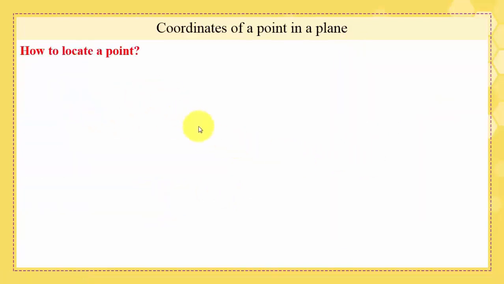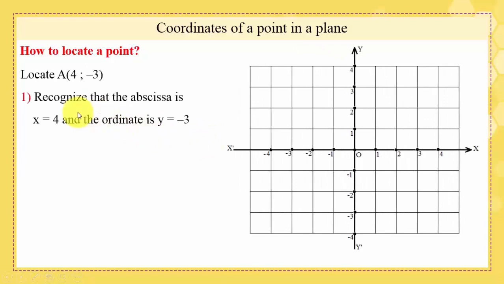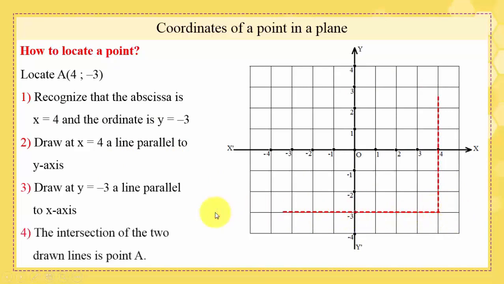Now how to locate a point? Locate a point A (4, -3). First of all, recognize that the abscissa is x equals 4 and the ordinate is y equals -3. Second, draw at x equals 4 a line parallel to y prime y. And draw at y equals -3 a line parallel to x prime x. The intersection of the two drawn lines is the point A. Look here.